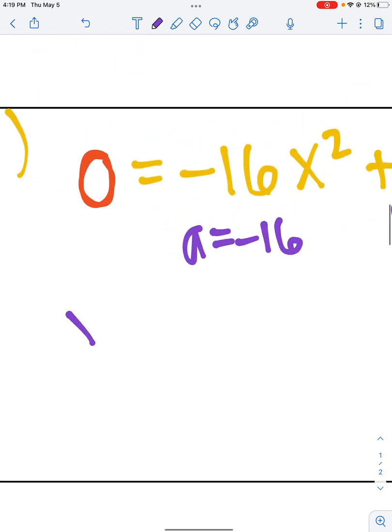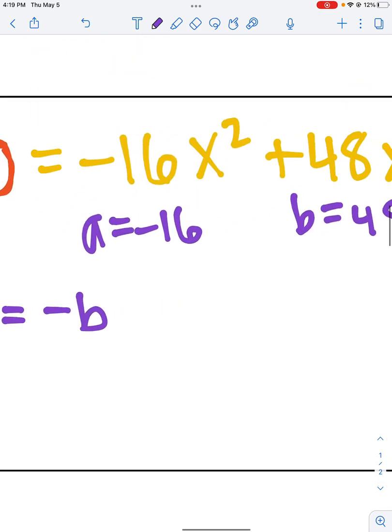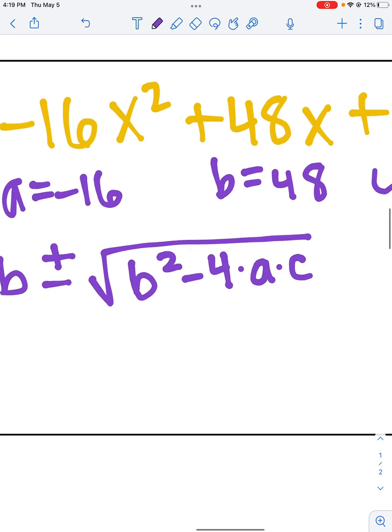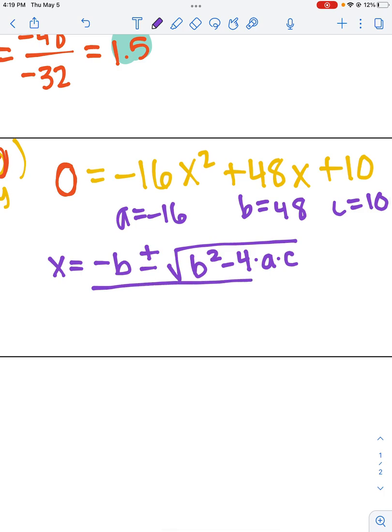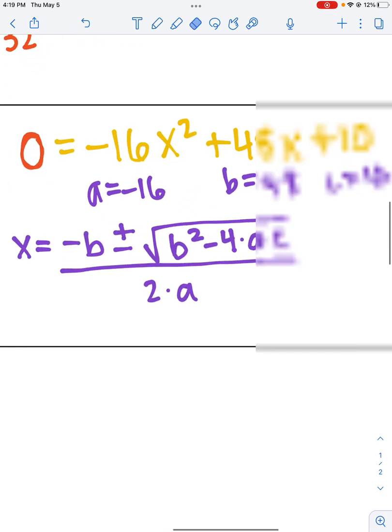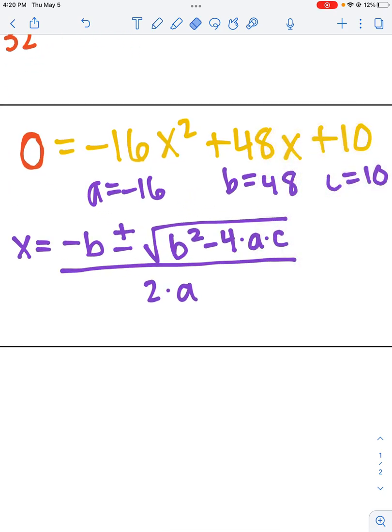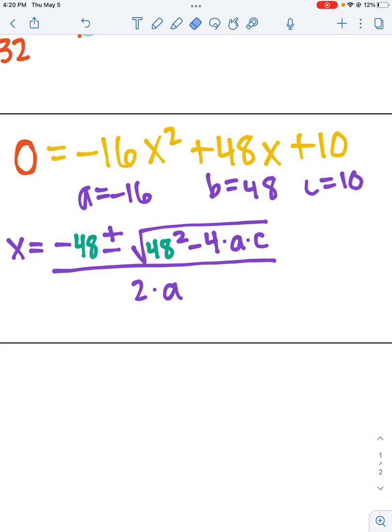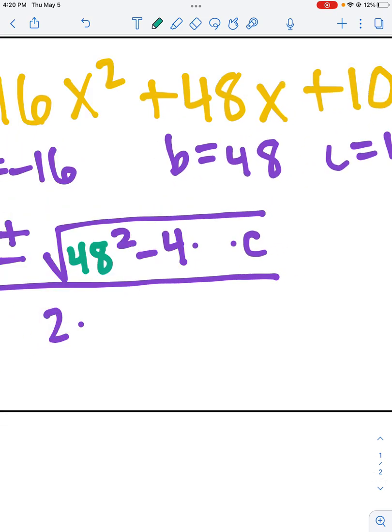So my formula is x equals the opposite of b, plus or minus the square root of b squared minus 4 times a times c, and that entire thing is divided by 2 times a. All right, so I'm just going to replace these values here. My b is 48, so I'll put 48 where those b's were. My a is -16, so I'll put -16 where the a's were.